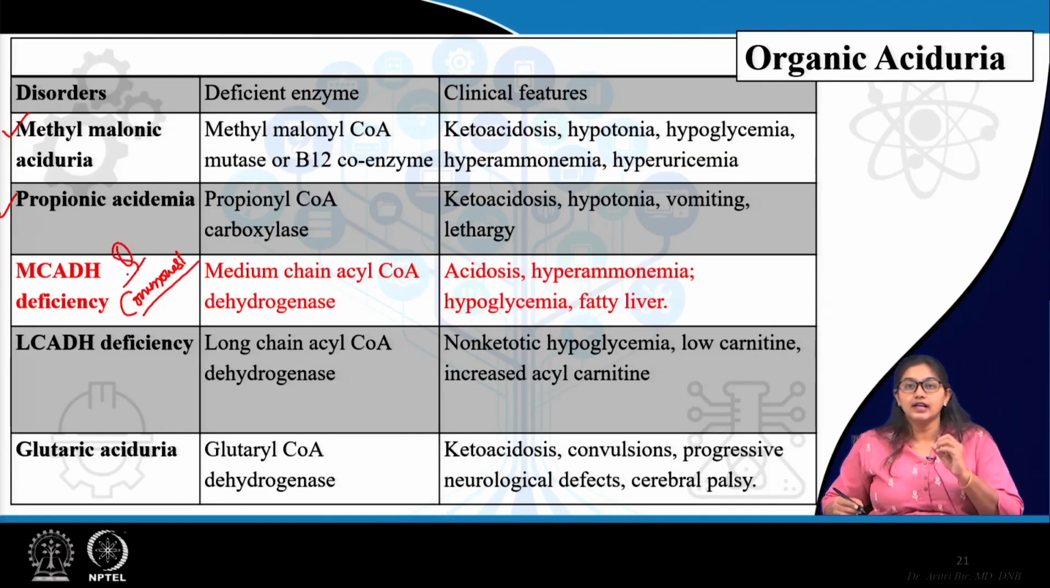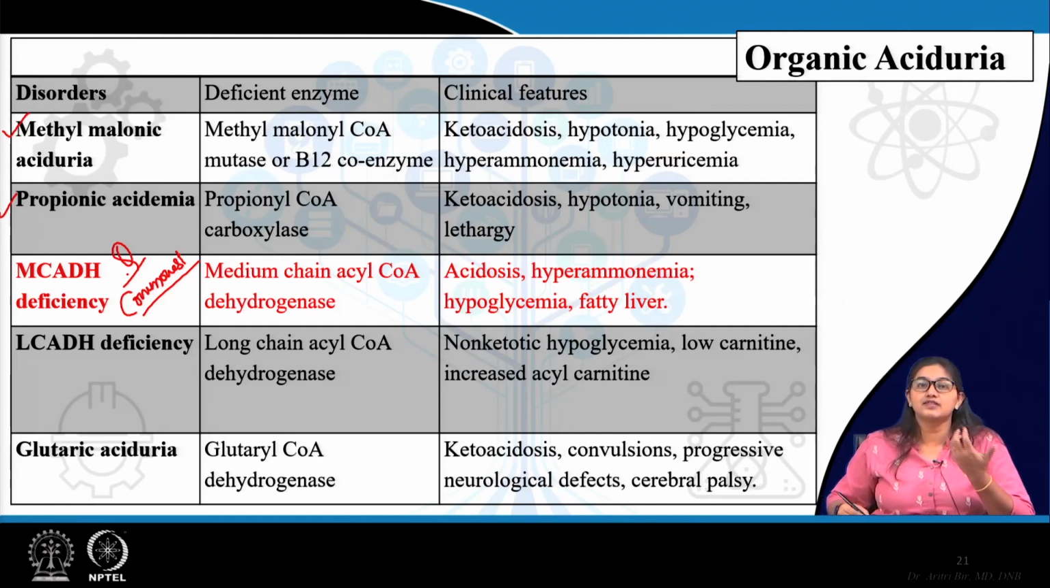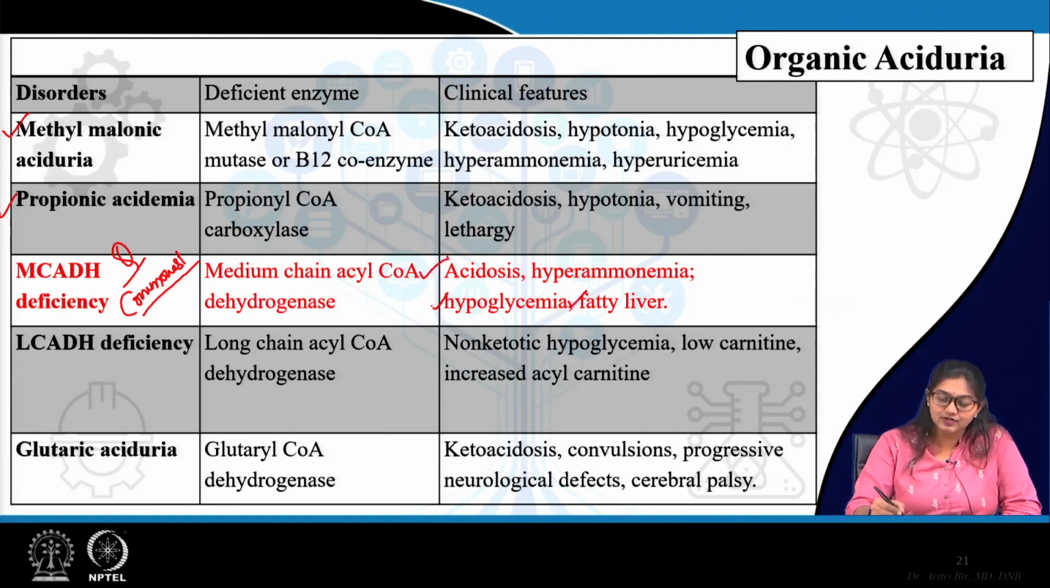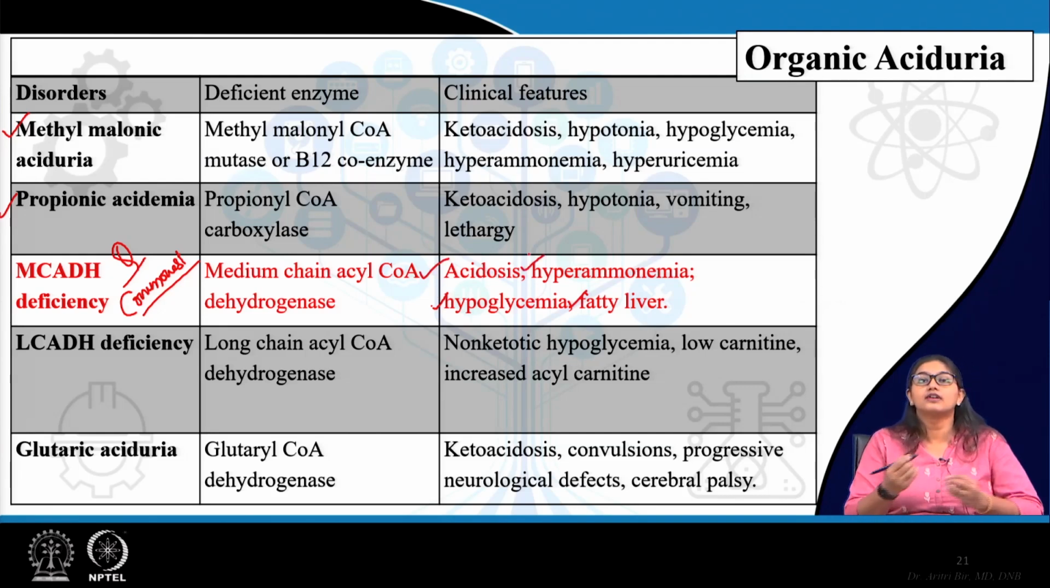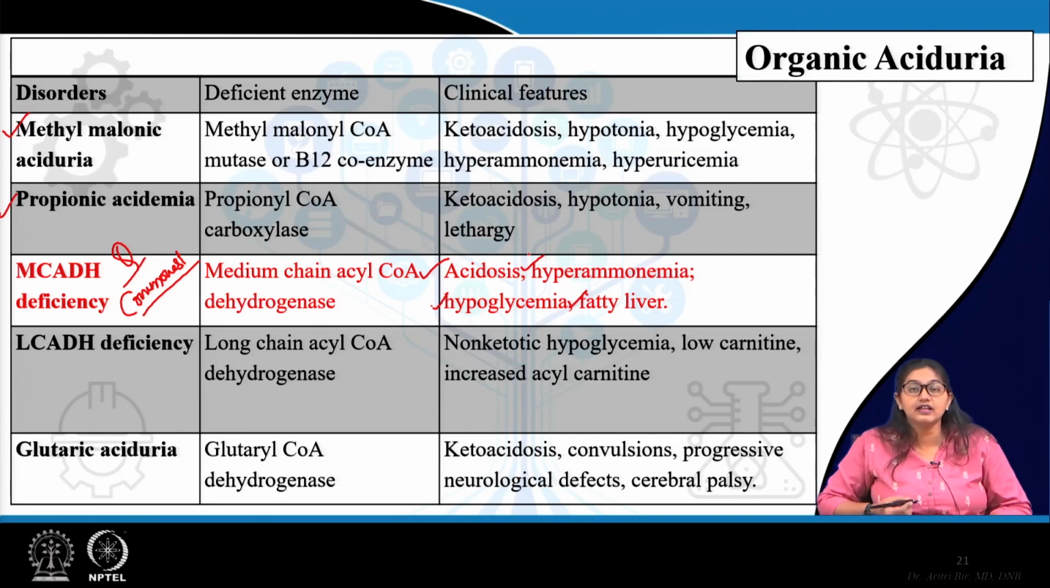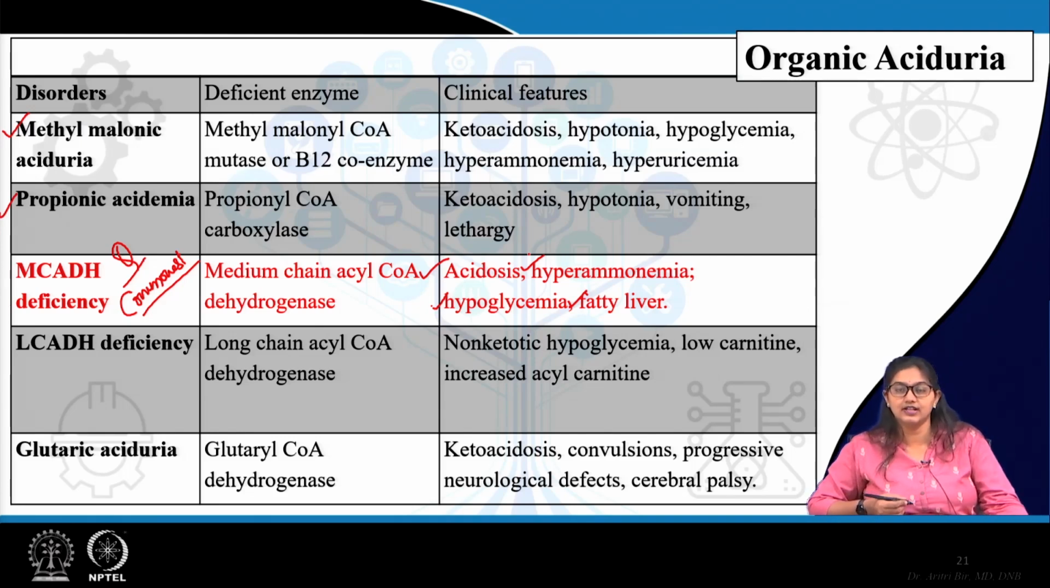The commonest beta oxidation defect is MCAD deficiency, which is manifested as hypoglycemia. Remember, that is non-ketotic or hypoketotic hypoglycemia, fatty liver, acidosis, hyperammonemia. These are the manifestations in case of organic aciduria. So, these are the list of organic acidurias related to beta oxidation defect.